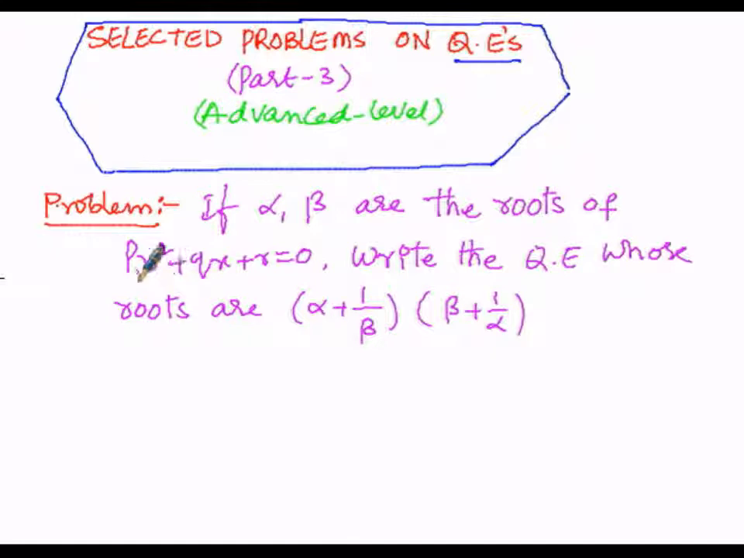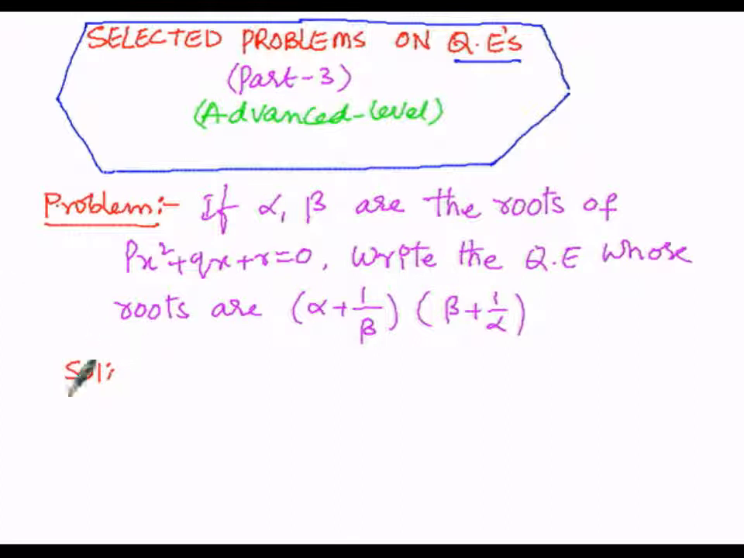But the given quadratic equation is px square plus qx plus r equals to 0, whose roots are alpha, beta. Now here we are going to perform a few selected important problems based upon quadratic equations under the advanced level. So here this is the problem. So now the solution starts.